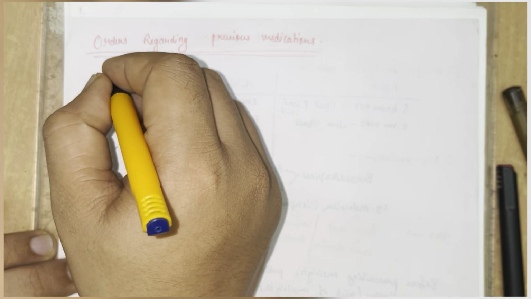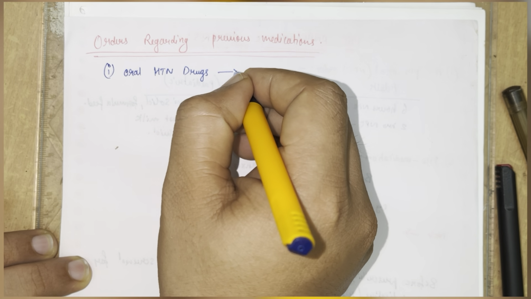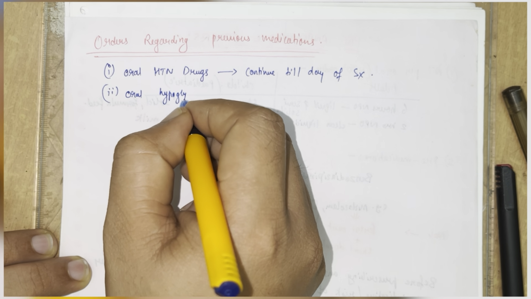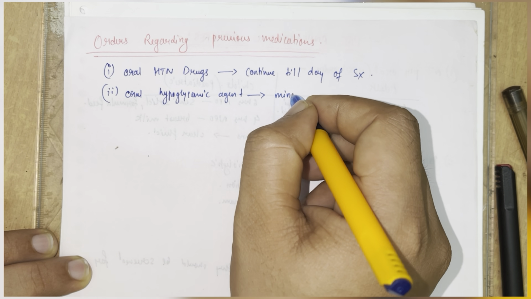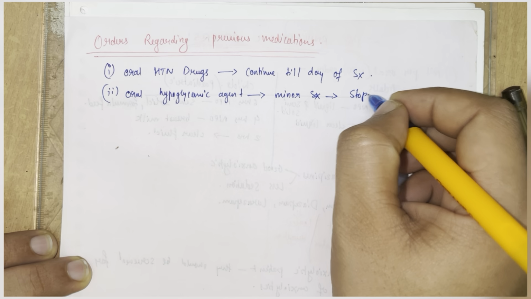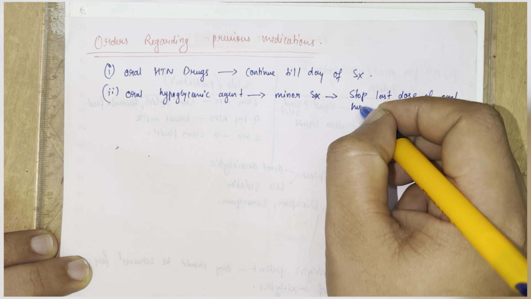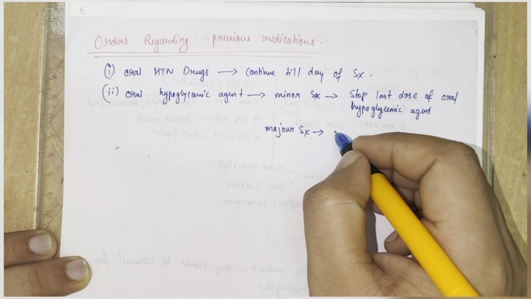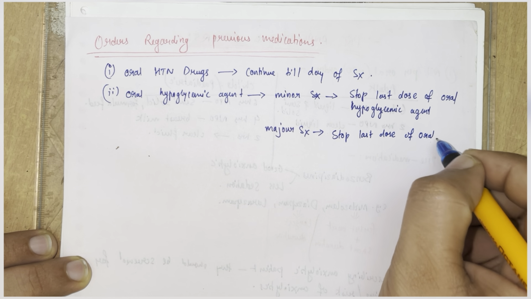Okay friends, now we talk about the orders regarding the previous medications. If any patient has hypertension and is taking antihypertensive drugs, then they should be continued till the day of the surgery. For hypoglycemic drugs, stop the last dose of the hypoglycemic for minor surgery, and for major surgery, stop the last dose of the hypoglycemic agent and put the patient on insulin.